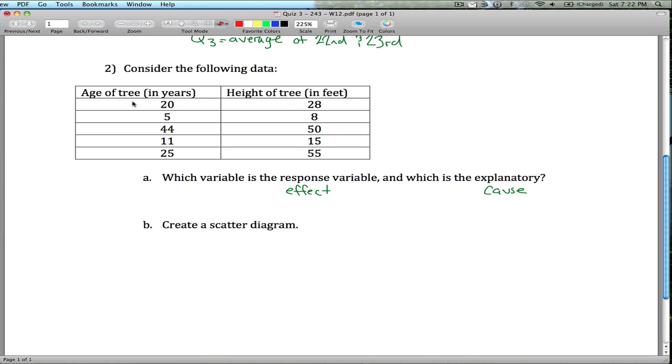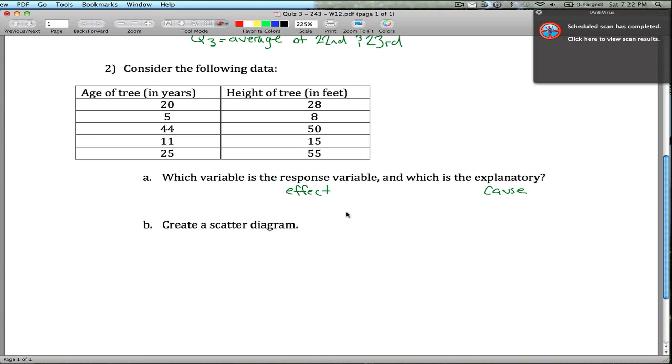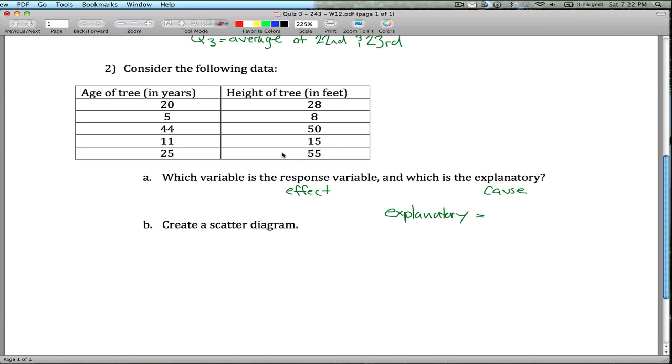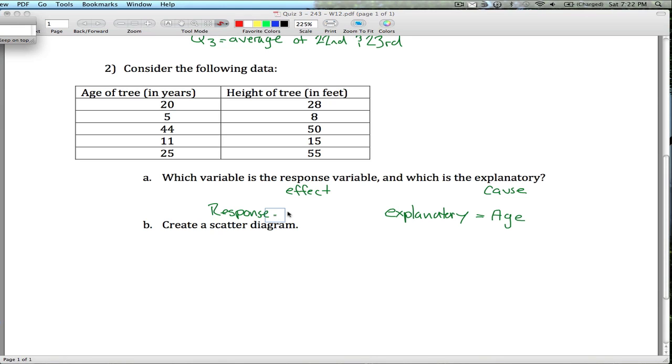So let's see, it makes sense that the age causes the height. It doesn't really make sense for height to cause age. So since age causes the height, we would say that the explanatory variable, where do I write this? Explanatory would be equal to the cause, which is the age, and the response would be the height.